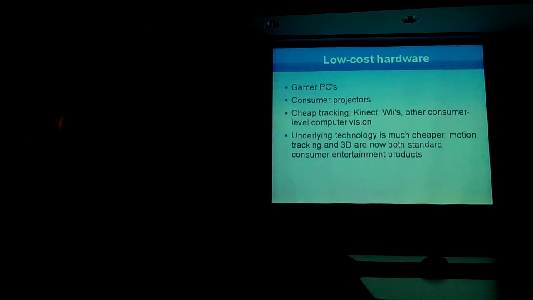But there are really cheap ways that you can do this as well. You can use just a gamer PC, which has power that's way beyond what an Onyx was from 10 or 15 years ago. You can use video projectors that you buy on Amazon, that you get at Staples. Motion tracking has always been this really expensive part of the system. It's like $10,000, $25,000 for the motion tracking systems that you would have traditionally in a cave. Now you have the Kinect, which is $150.